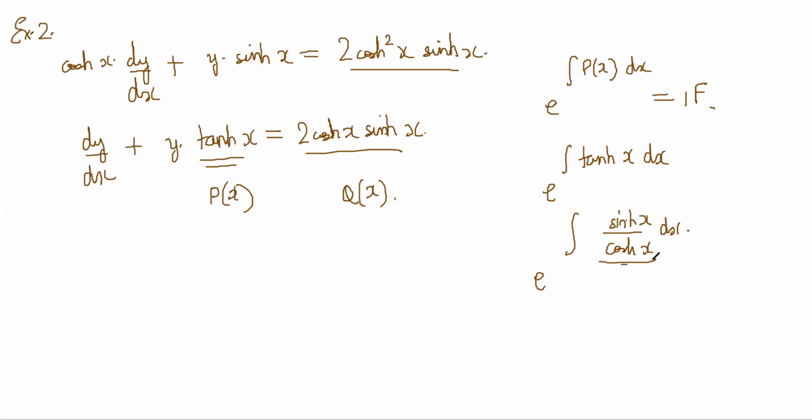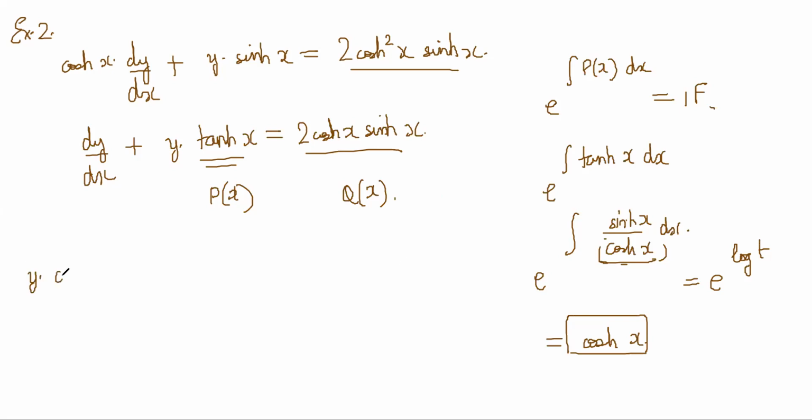We just saw that the derivative of this is this. So you can take it as t, and this is dt on top. So it will become e power log of t, where t is cos hx. So the thing will come out to be cos hx only. So our integrating factor is that.